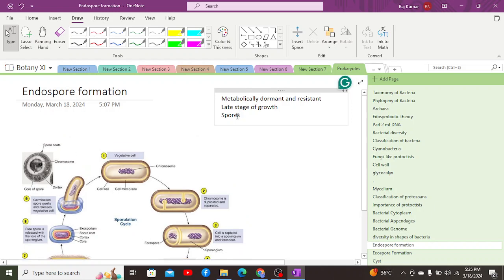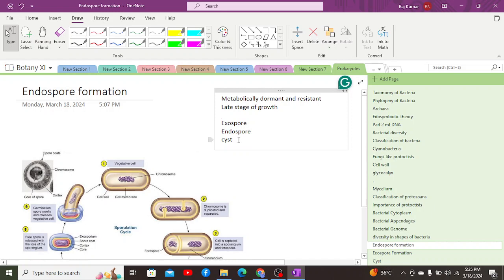Examples of these metabolically dormant and resistant bodies include exospore and endospore, as well as another example of a metabolically dormant body, which is known as cyst. We are going to first discuss the endospore.